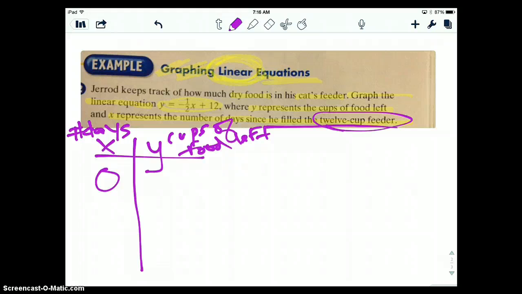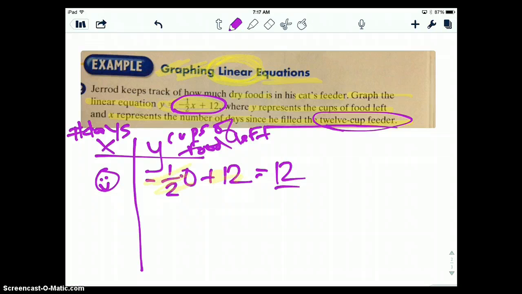Well, it does say it's a 12-cup feeder, but what we're going to need to do is use this expression, -1/2 x plus 12, and plug in what we're saying x is, which is 0. So now if I plug in 0, I would multiply first and then add 12. So when I multiply, I get 0, add 12, and I'm at 12. So at 0 days, I'm at 12. That's where he initially starts.